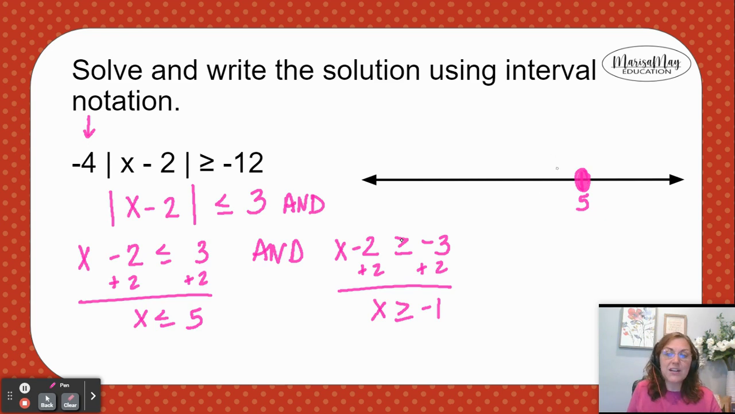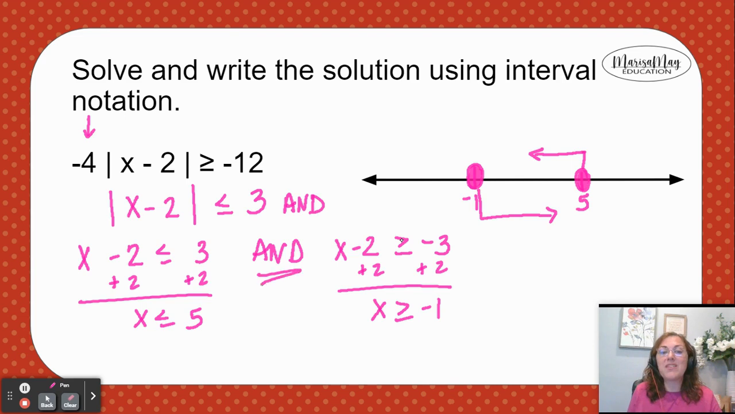Now, I'm not going to shade on the line yet, but I just want to put a note that we would shade to the left for x is less than or equal to 5. We'll do the same for x is greater than or equal to -1. We'll put the -1 on the number line, and it's got an equal to underneath it, so we shade it. And because x is greater than or equal to -1, we would shade to the right.